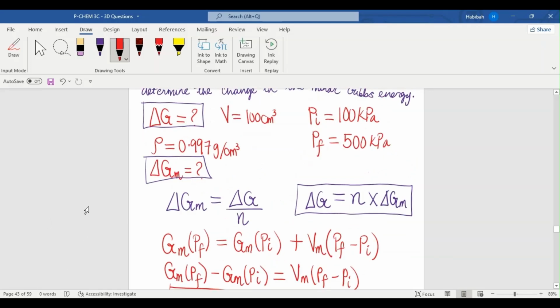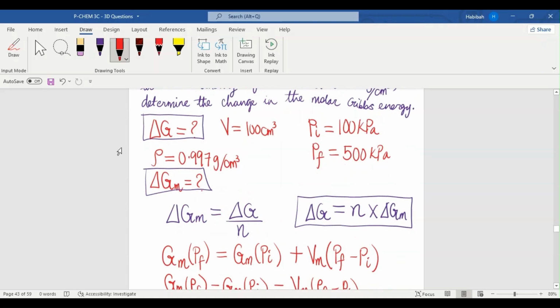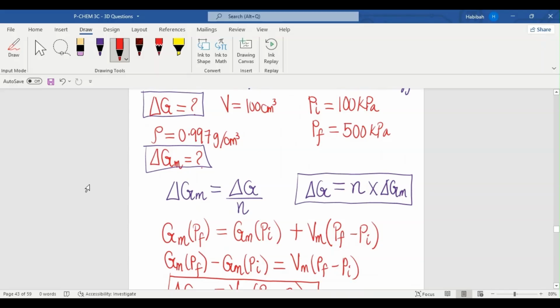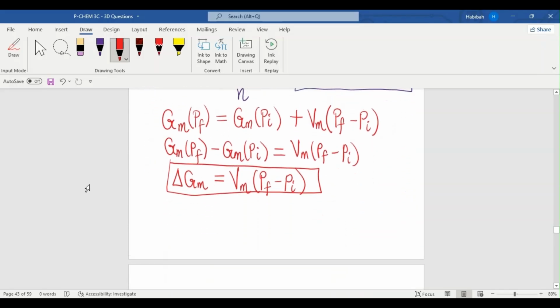Now, the next thing you're going to note is this. We're given volume in the question, but not molar volume. But we're also given density in the question, right? Well, we have to remember that the formula for density is what? Density is equal to mass over volume. When you cross multiply, what you end up with is mass is equal to density times volume.